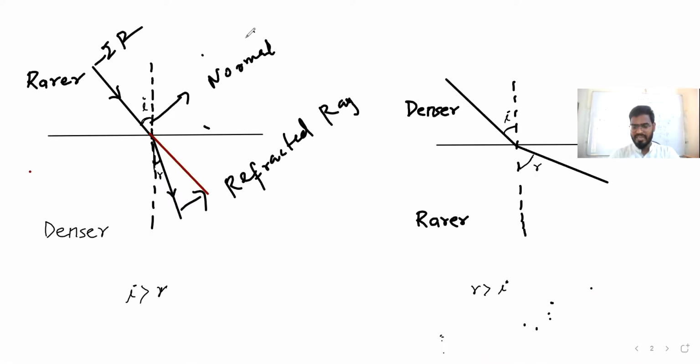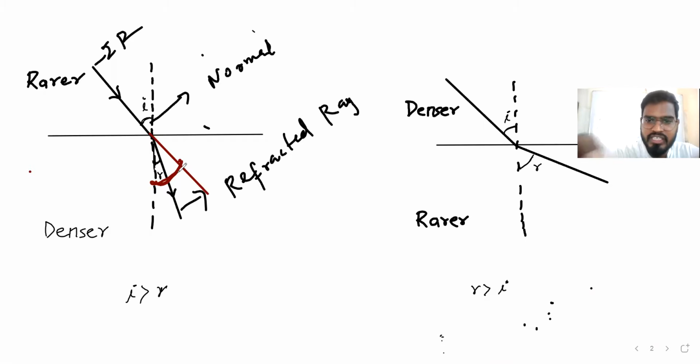Angle I, the incident angle, is greater than what? The refracted angle, right? Why is it greater? Suppose this total angle should be the incident angle, right? But here we are only seeing R. So this extra part is deviating to this side. So if a ray of light travels from rarer to denser, then it bends towards the normal. Angle I should be greater than angle R.